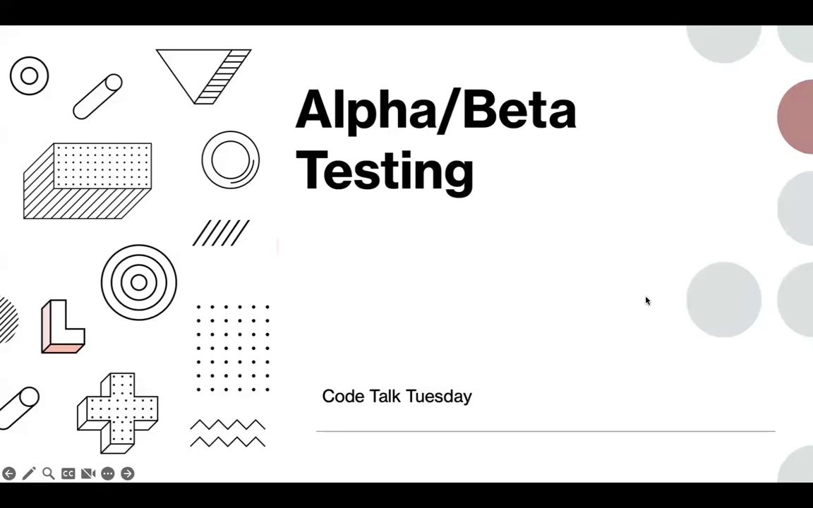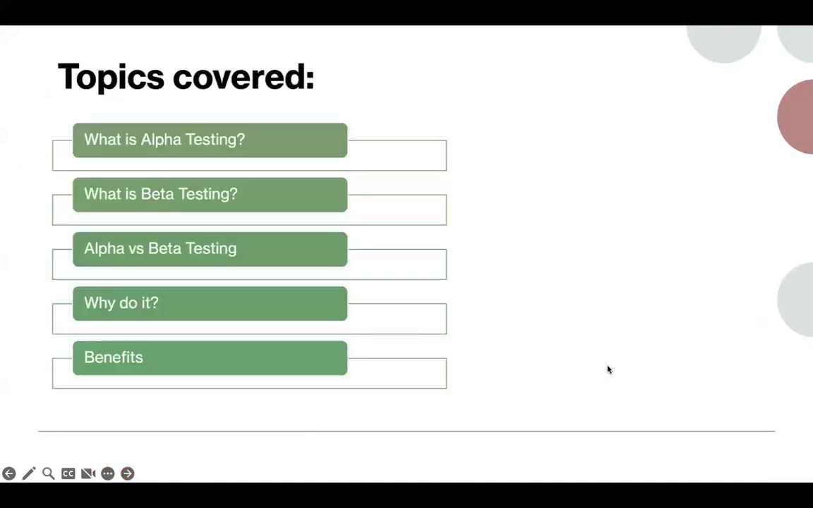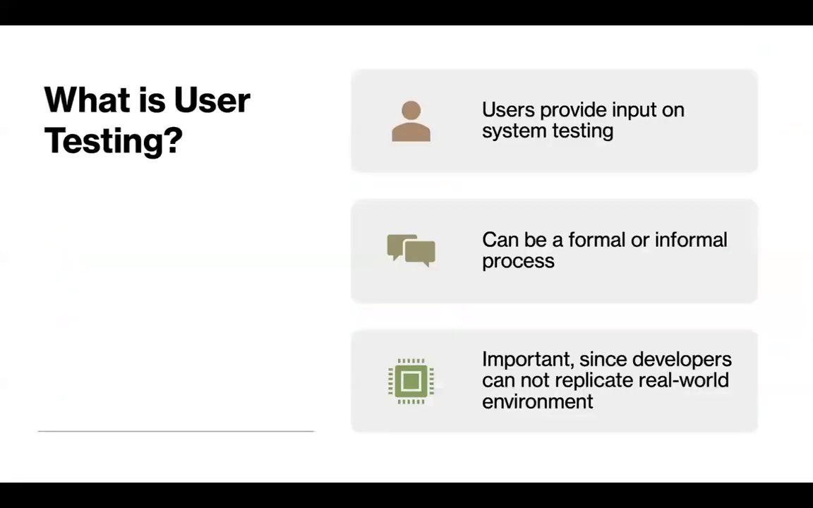All right, today we're going to be talking about alpha and beta testing, what that is. I'm going to tell you a little bit about what that is, when we use it, why we use it specifically, what the differences are between the two, the benefits, some pros and cons, and I'm going to show you two examples of two companies, one that performed beta testing and one that didn't, and the consequences that happened to both of these companies.